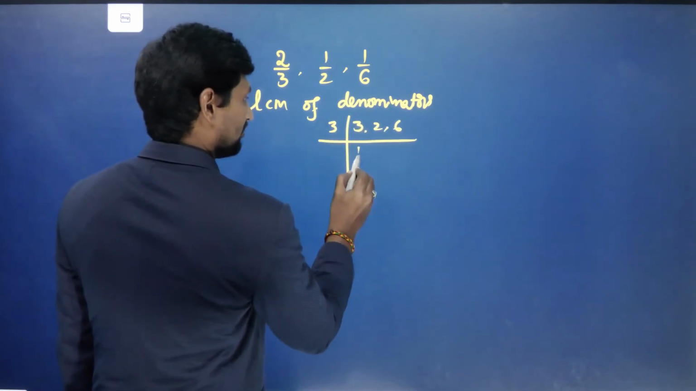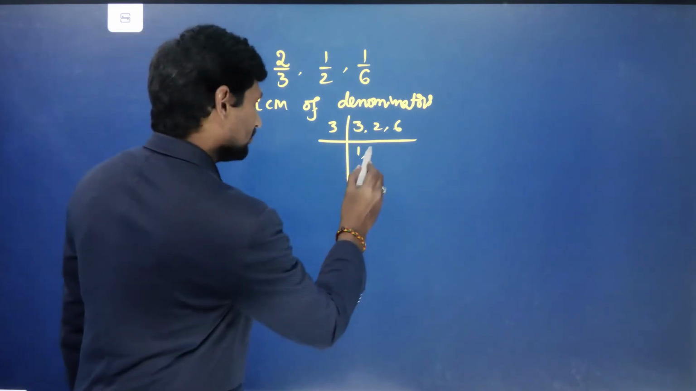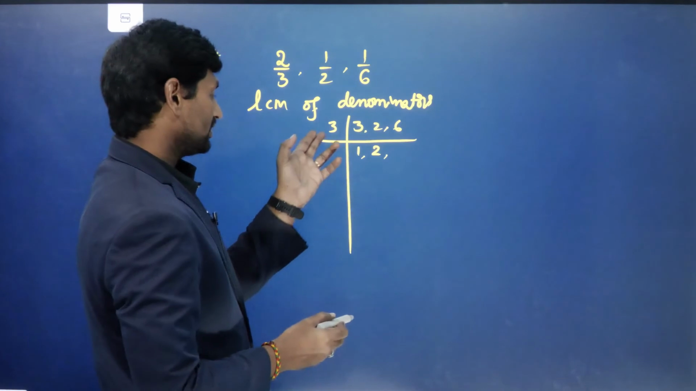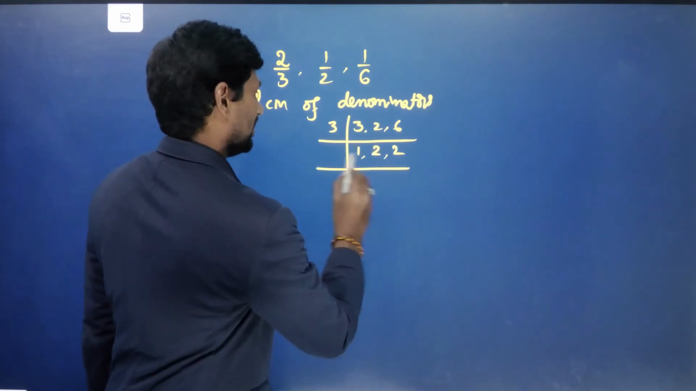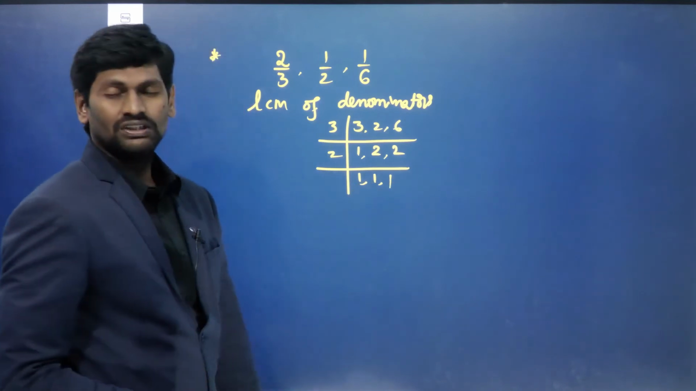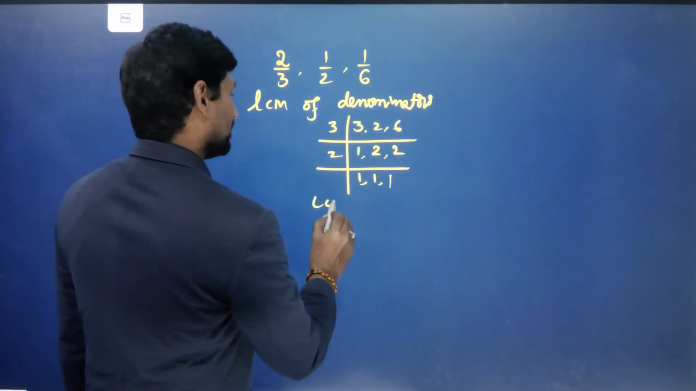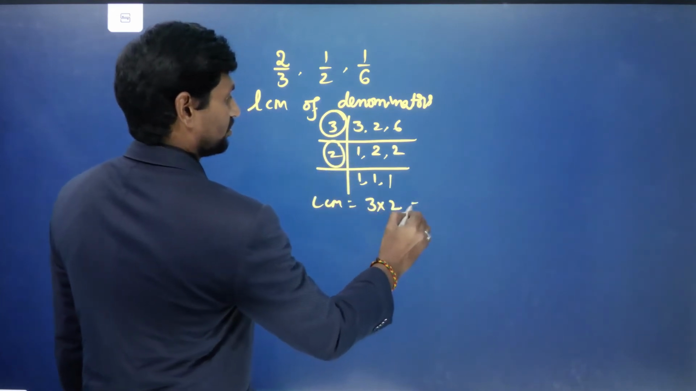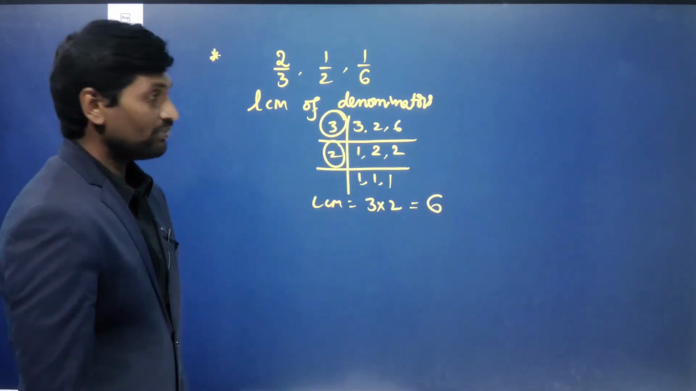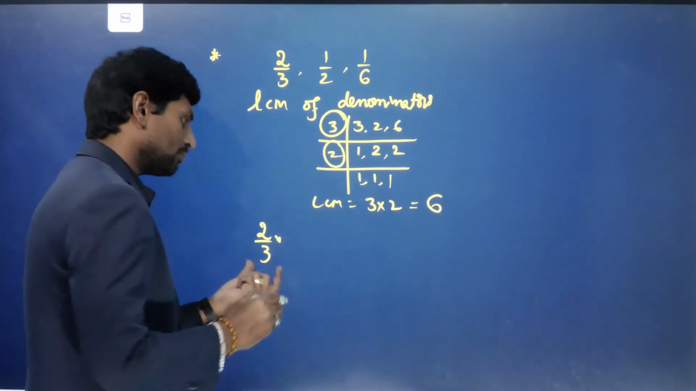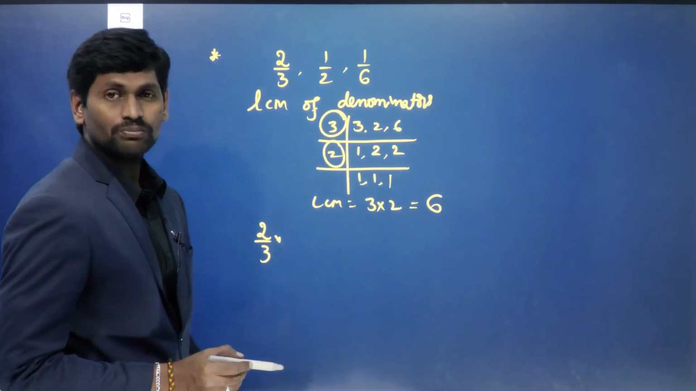In the 3 table, 3 ones are 3, and 2 won't come, so 2 as it is, because in the 3 table 2 won't come. So 3 table, 6, 2 times. Again 2. Yeah, all ones. That means LCM equals 3 into 2, 3 twos are 6. LCM is 6. Take the first fraction, 2 by 3. The denominator should be 6.